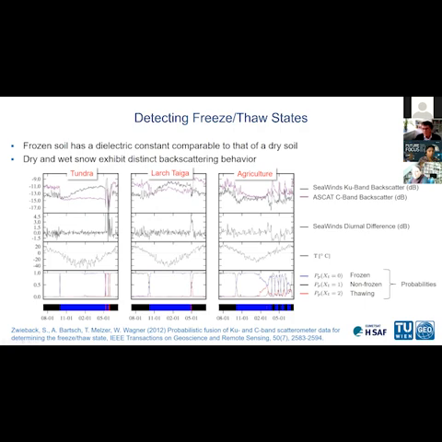Obviously, a challenge with these kinds of variables is that they can be highly dynamic. There could be significant changes within a few hours. So again, temporal coverage, temporal sampling is extremely important to make those good products.